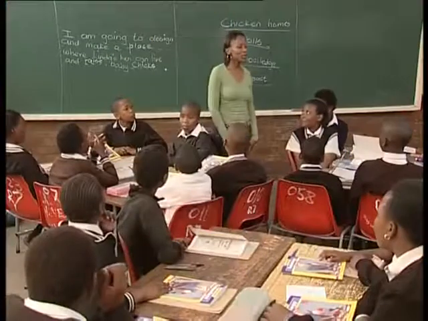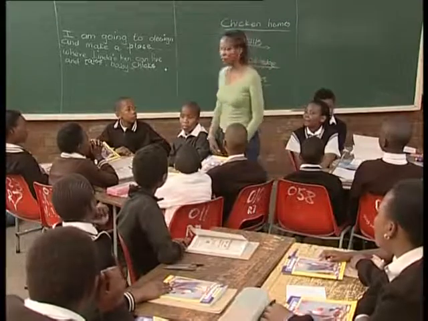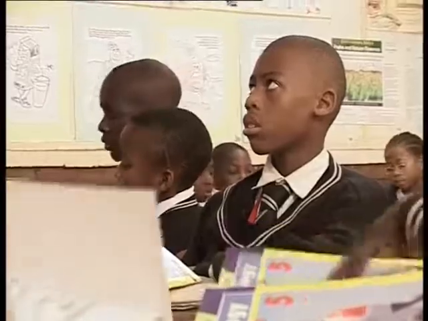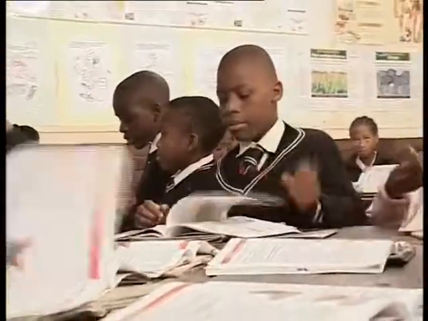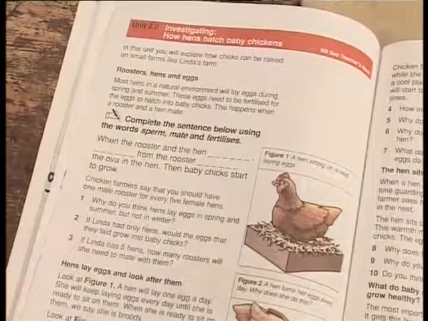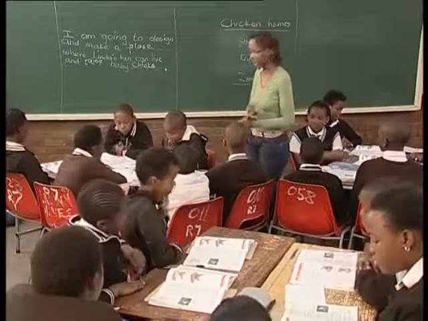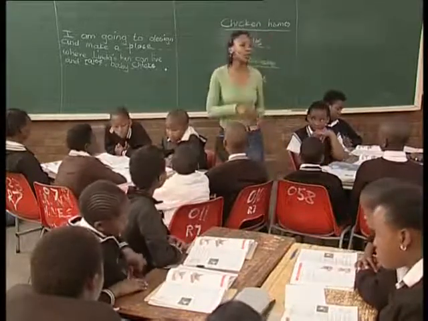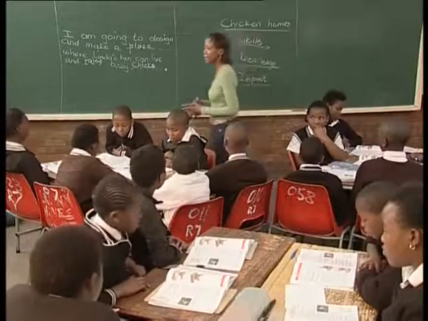We're going to start our new lesson where we'll investigate how hens lay eggs and hatch them. If you can go to page 22 of your books, please. Okay, in a natural environment, the hen will lay the eggs in spring and in summer, not in winter. Okay, and these eggs need to be fertilized. The eggs are fertilized when a rooster and a hen mate.